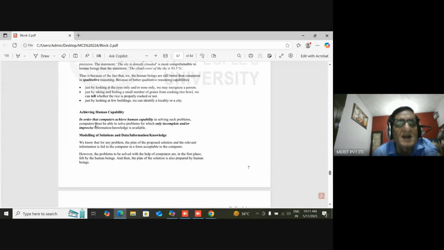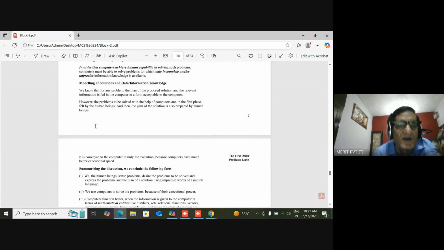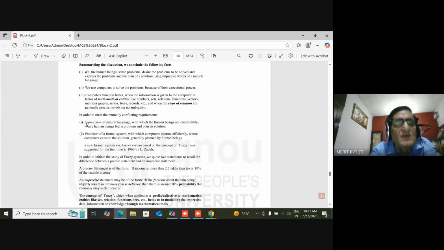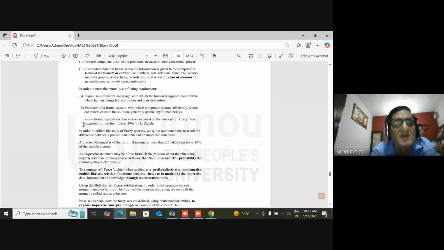Achieving human capability: modeling solution, and data, information, knowledge. Summarizing the discussion, we conclude the following facts. We human beings sense a problem and desire the problem to be solved. We use a computer to solve the problem. Computers function better when the information is given to the computer in terms of mathematical entities. In order to meet the mutually conflicting requirements, the imprecision of natural language with which human beings are comfortable, and the precision of formal systems, we need these steps of solution.